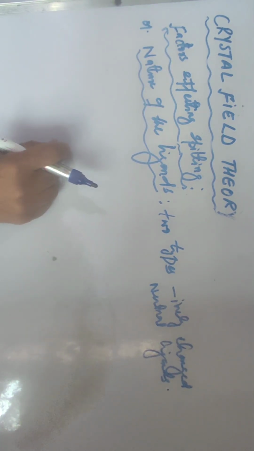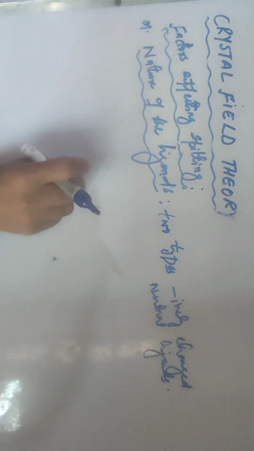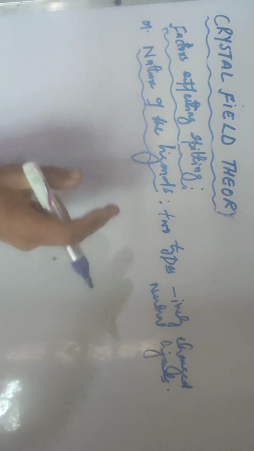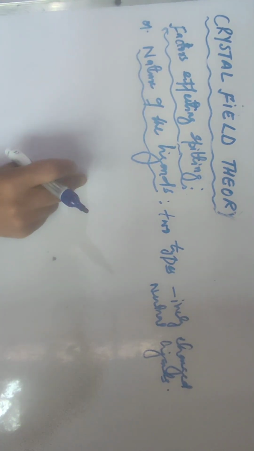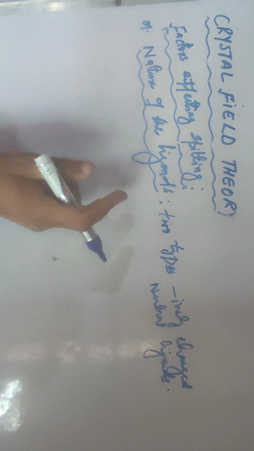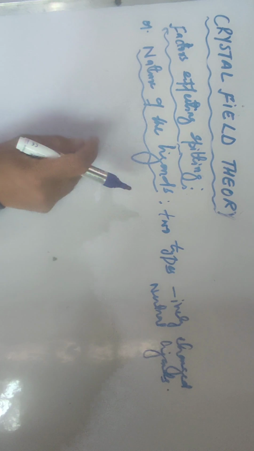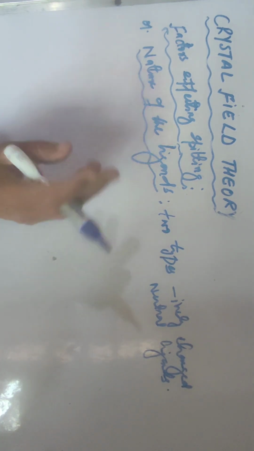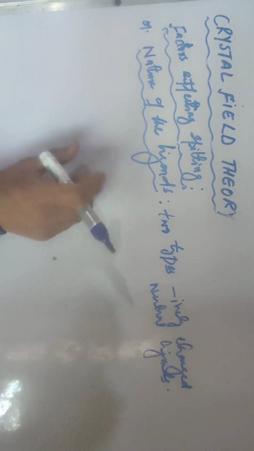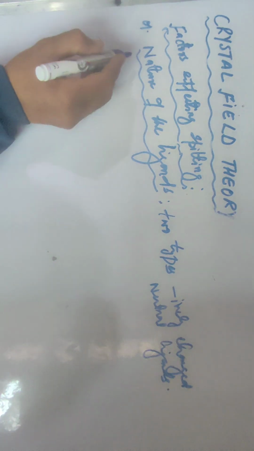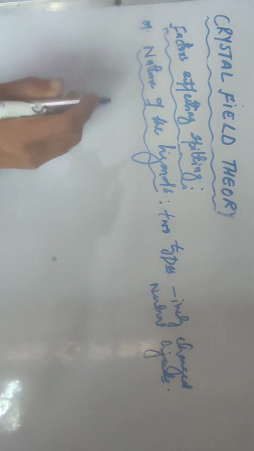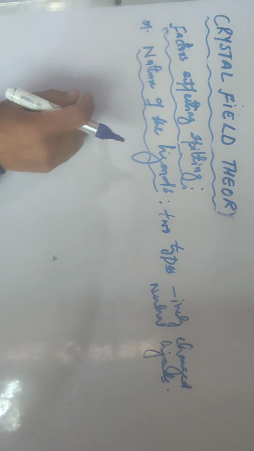So that means if we have stronger ligands, they will strongly split the d orbitals, or they will raise the energy of the d orbitals more than those ligands which are weaker. Because of these stronger ligands, they will raise the energy and produce a strong splitting.